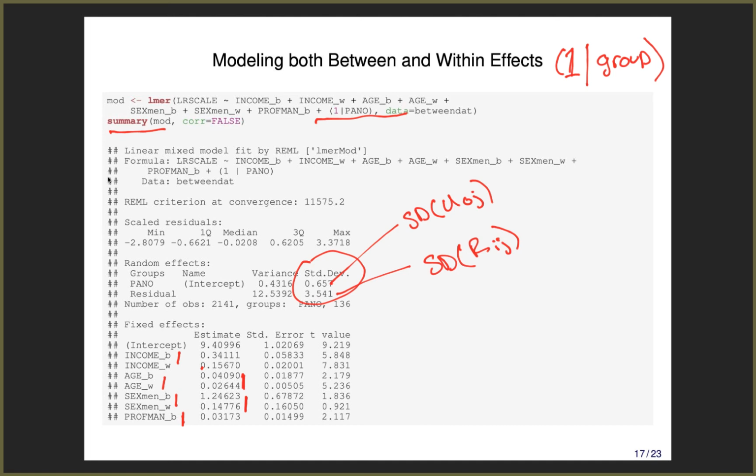But it doesn't hurt to have them in there, and it doesn't really impair the way that we evaluate the model in any way. So unless they're really, really close to zero, there's not a good reason to leave them out.